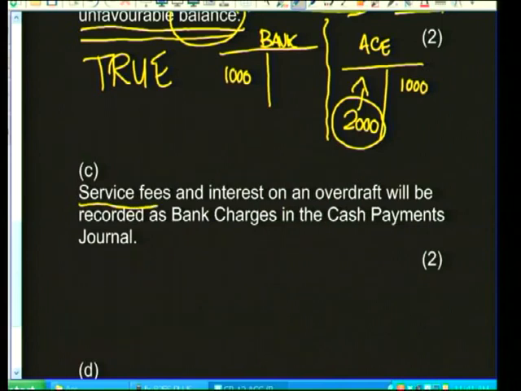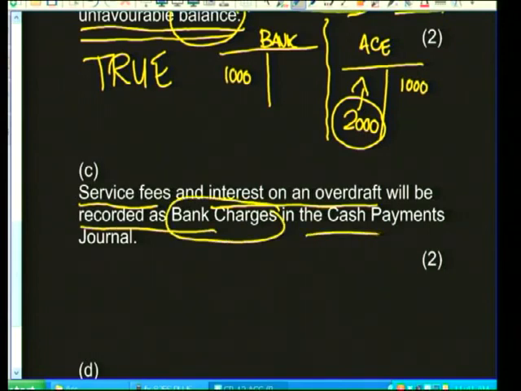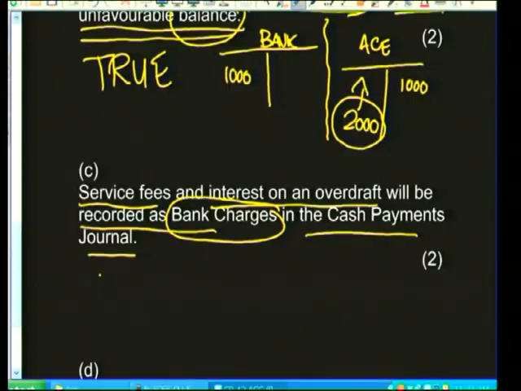Service fees and interest on overdraft will be recorded as bank charges in the cash payments journal. What do you think? Come on. The answer to this is false. You will want to know, why is it false? Come on. Why is it false? Let's look at the statement.